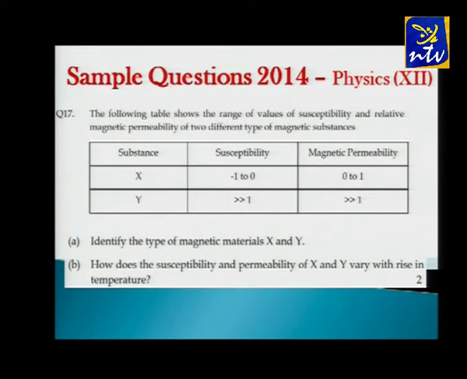The table shows, identify the type of materials X and Y. So susceptibility minus 1 to 0. Susceptibility minus 1 to 0 means what? It is within small negative susceptibility. Small negative susceptibility is which one? It is diamagnetic material. Alright, and the second one, Y, large positive value susceptibility is for ferromagnetic substance. Then how does susceptibility and permeability of X and Y vary with rise in temperature? Diamagnetism is independent of temperature, whereas ferromagnetic it decreases with increase in temperature, correct?